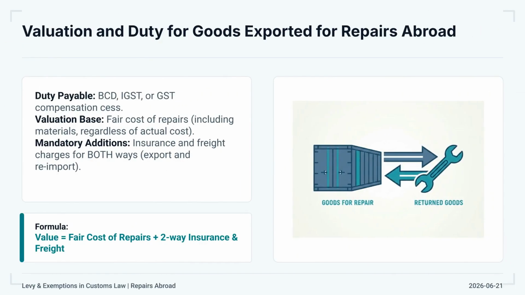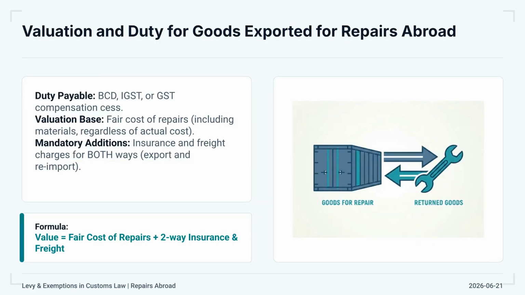A special concession exists for goods exported for repairs and then re-imported. In such cases, customs duty is not charged on the full value of the goods. Instead, duty is calculated only on the fair cost of repairs carried out abroad, including the value of materials used. Additionally, insurance and freight charges for both outward and return journeys must be added. A useful formula to remember is duty value equals fair cost of repairs plus two-way insurance and freight.